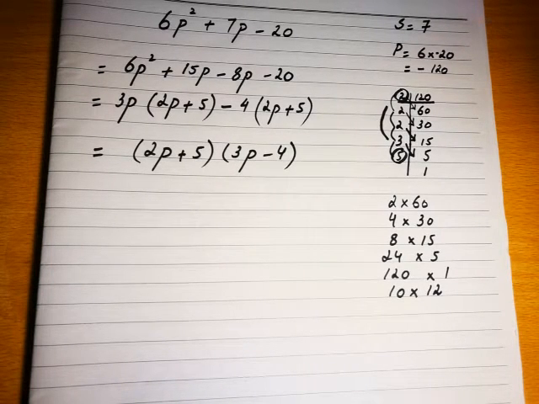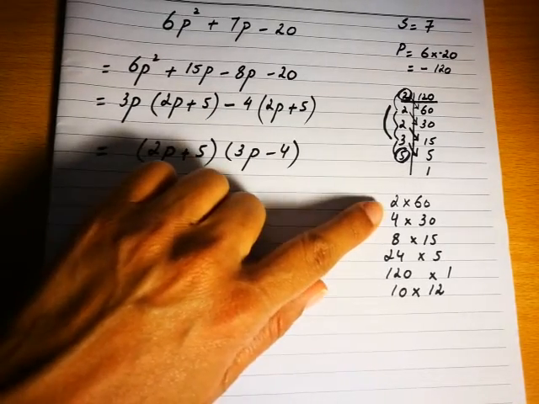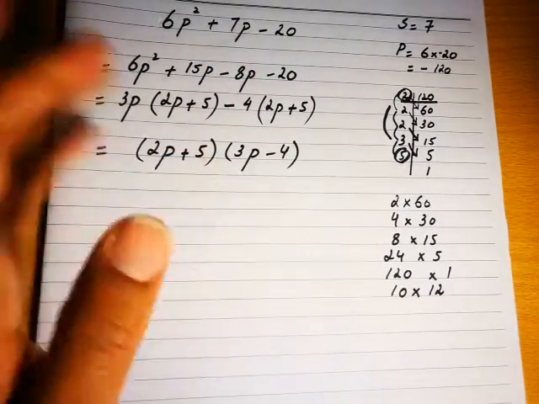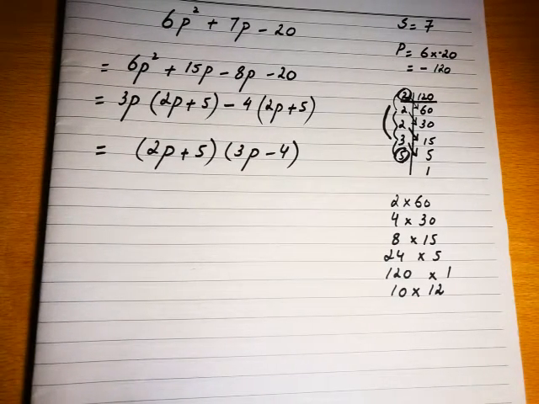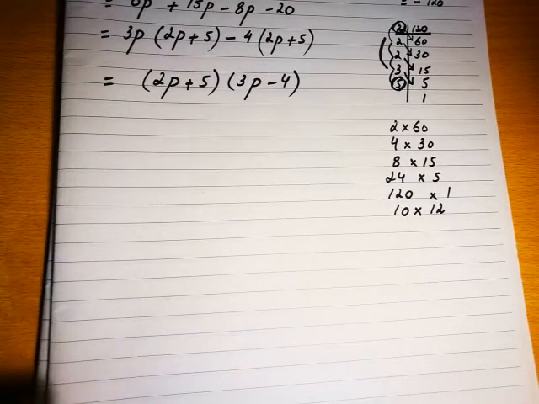But if I'm going to add or subtract, I want 7. So 2 and 60 will be excluded. 4 and 30 is not going to give me 7. 24 and 5 is not going to give me 7. 120 and 1 definitely not going to give me 7. 10 and 12 obviously not. But 8 and 15, I'm having this option. 8 and 15 is going to give me 7.